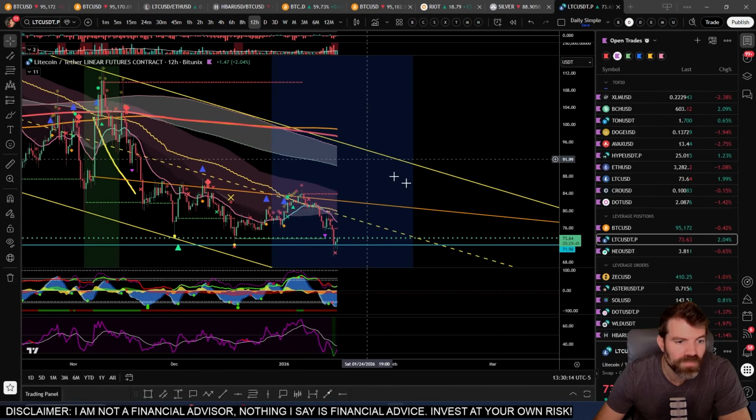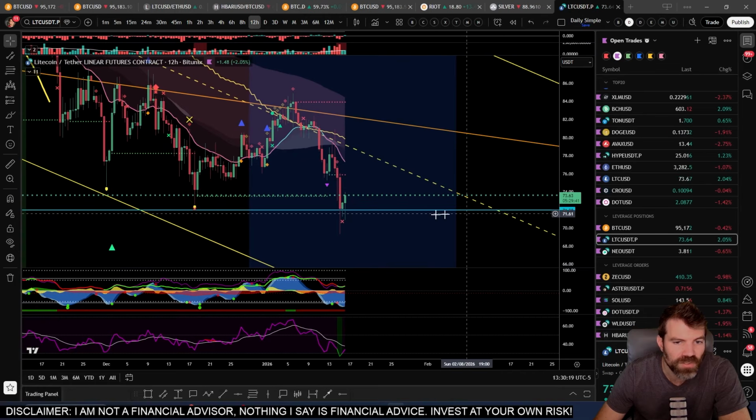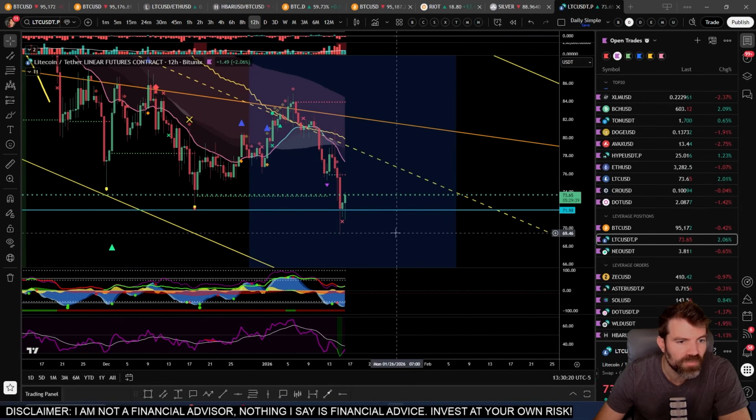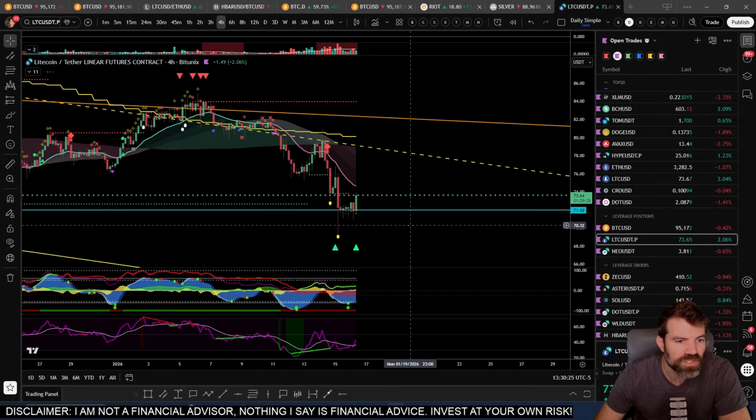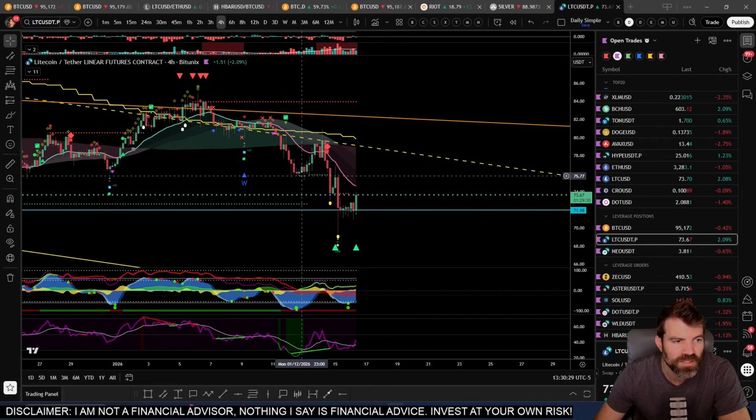But right now, on the 12-hour chart, here's my entry right now, 71.98, and we're already seeing a nice little move up there. This is the 12-hour chart. On the 4-hour chart, we see something similar, and we have two bullish divergences here. We have a bullish divergence here.